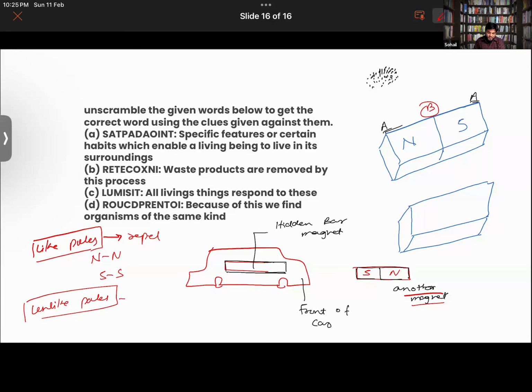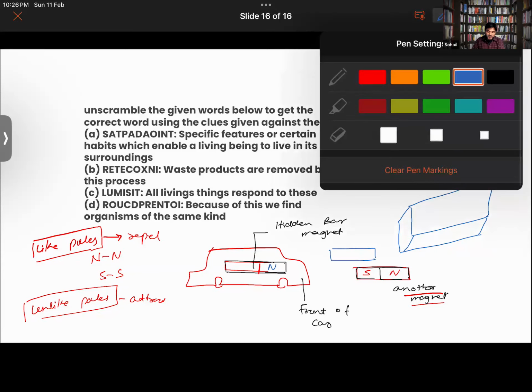So do tell me, what if you were to bring the south pole of the other magnet which you will be using? If it is attracted toward the front portion of the car, obviously it means that the front portion is the north pole of the magnet. That's why it will be getting attracted to it, no? Right, no? And what you can also do is bring the north pole of the given magnet.